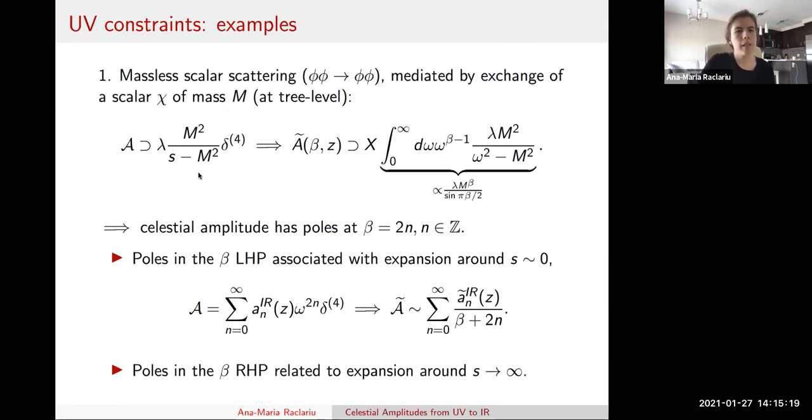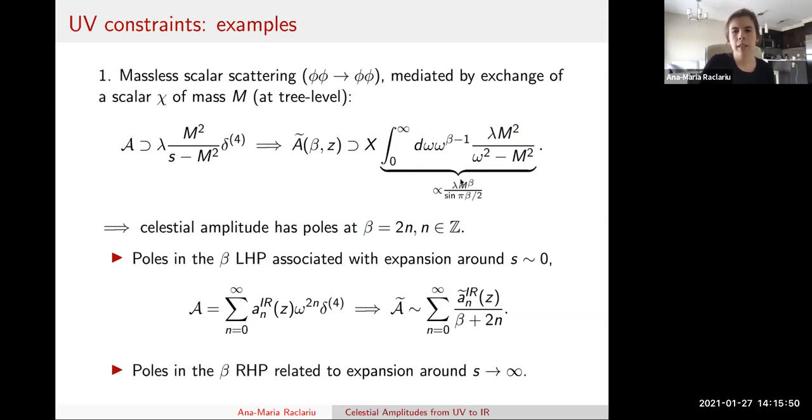In this case, the tree level amplitude is going to be a sum over S, T and U channels. So let's just restrict to the S channel for now, to see how the celestial amplitude has to behave. The problem just reduces to taking this Mellin transform of a function which has a pole in omega squared at m squared. Now this integral can be evaluated directly by contour integration. You can also read off the answer from a table of Mellin transforms.